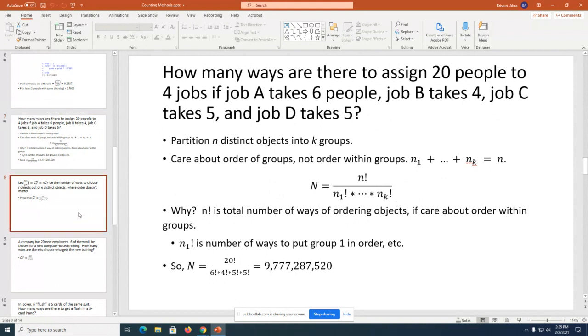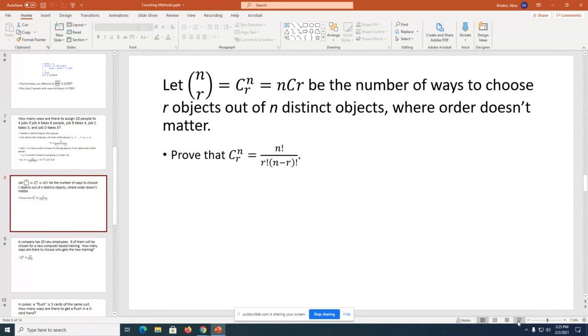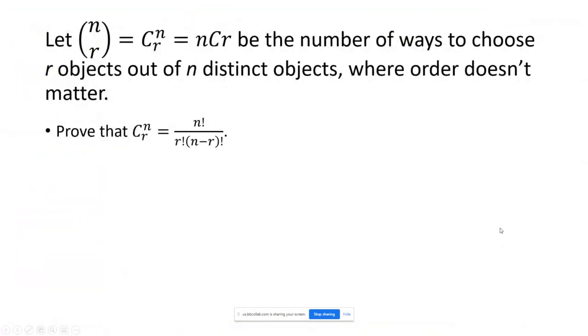So either of these explanations works for why the formula for n choose r is what it is. Questions about this? All right.